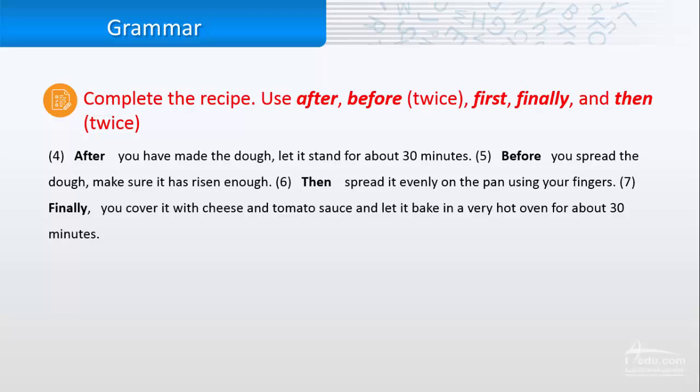After you have made the dough, let it stand for about 30 minutes. Before you spread the dough, make sure it has risen enough. Then spread it evenly on the pan using your fingers. Finally, you cover it with cheese and tomato sauce and let it bake in a very hot oven for about 30 minutes. So do you see we ended with the word finally, and you can use then, before, after, how many times.